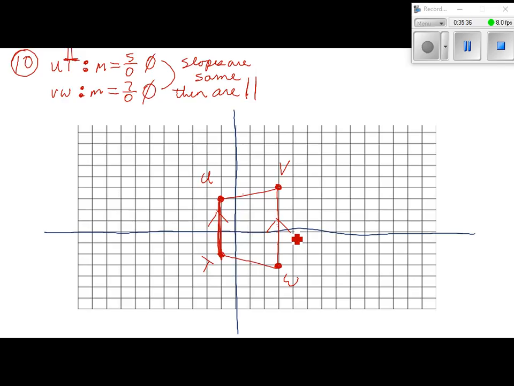We could check the other two sides, UV and TW, to see if they're parallel or not by finding their slopes, just to make sure it's a trapezoid and not a parallelogram. But I'm just going to tell you that it's not a parallelogram. So right now we know it's a trapezoid. They also ask us to decide whether it's an isosceles trapezoid. For it to be an isosceles trapezoid, segment UV and segment TW have to be the same length.